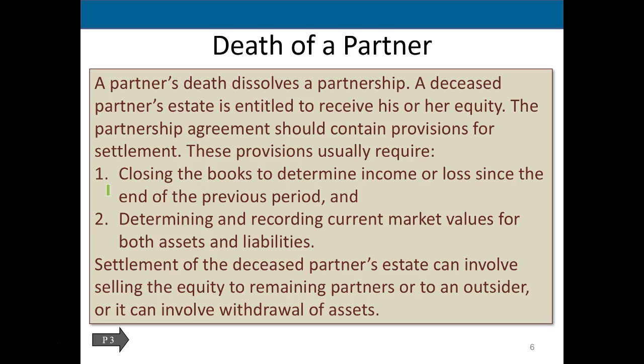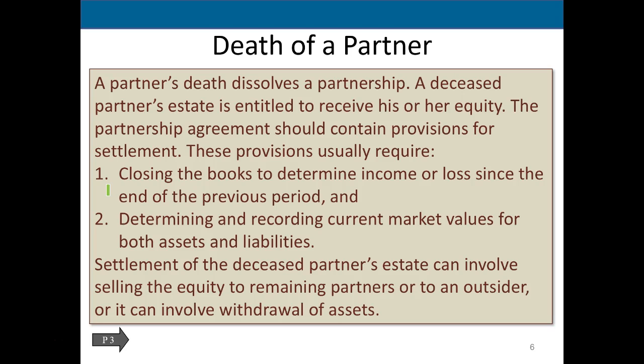So we want to close the books so that we can figure out what the amount should be, and determine and record current market values for both assets and liabilities. So we talked before about things like depreciation. We talked about fixed assets not being at the market price. So we might have property, plant, and equipment that is being depreciated. When we close the business, we need to revalue those assets and liabilities to the current market value so that we can properly pay out what is due.